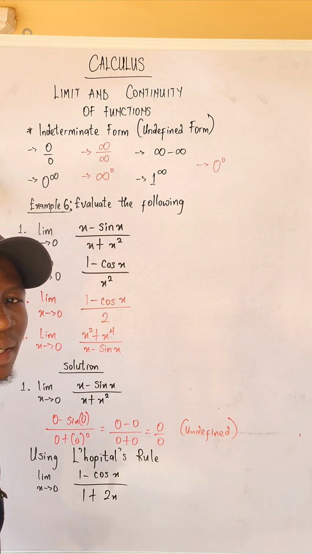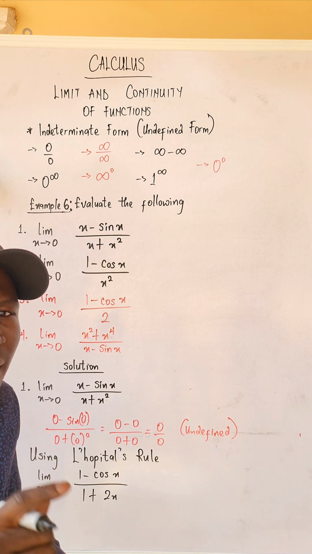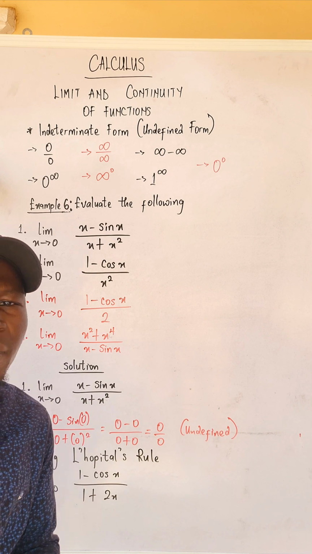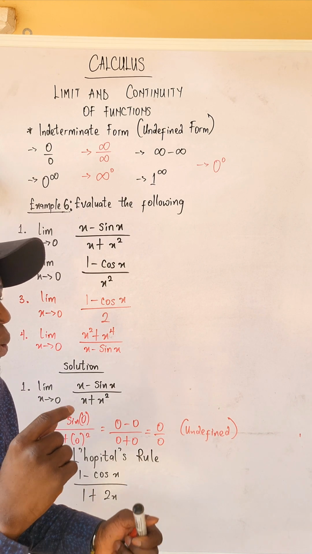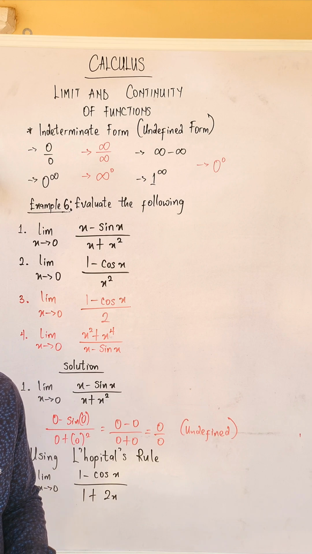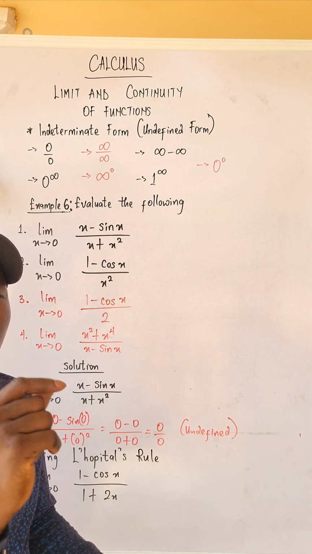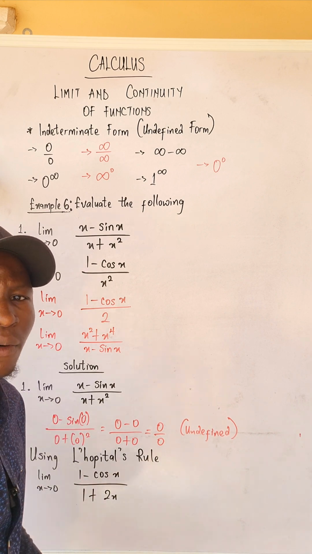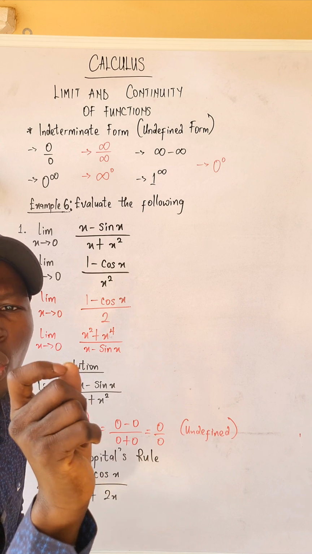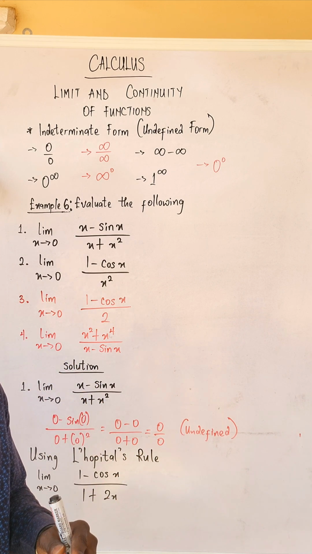You insert your limit. If your denominator does not give you 0, then you are good to go. But if your denominator still gives you 0 after differentiating the first time, you differentiate again the second time. If it still gives you 0, you differentiate the third time, and if it still gives you 0, the fourth time. You keep on differentiating till your denominator does not give you 0. That's the aim of limit. The denominator must not be equal to 0.